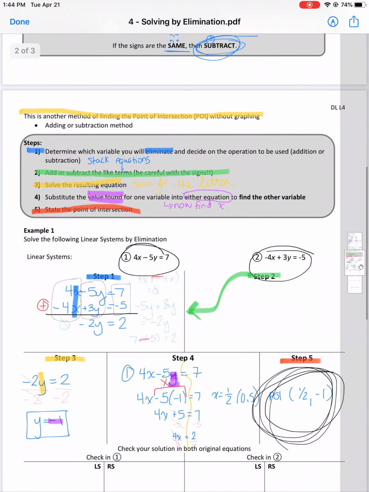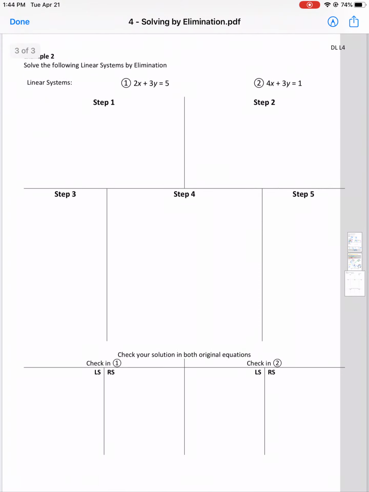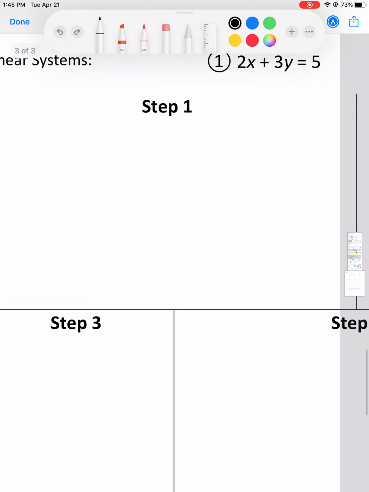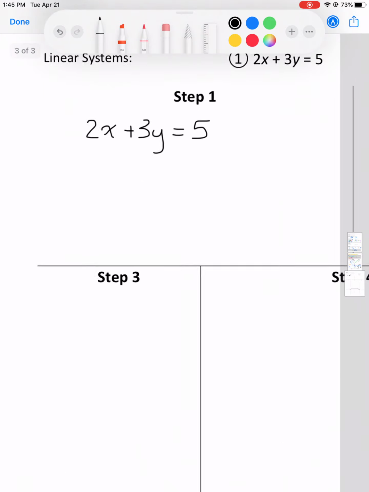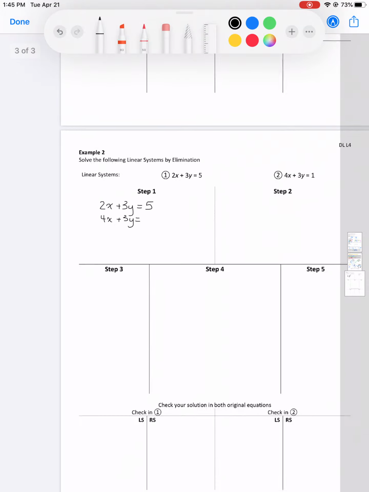Step 1. Determine which variable you will eliminate and decide on the operation to be used. Okay. So what I'm going to do this time, I'm going to just use black for my writing, and I'm going to mark up in the respective color. So I'm going to write down my two equations. And 4x plus 3y is equal to 1.